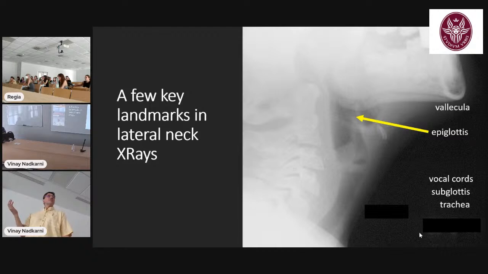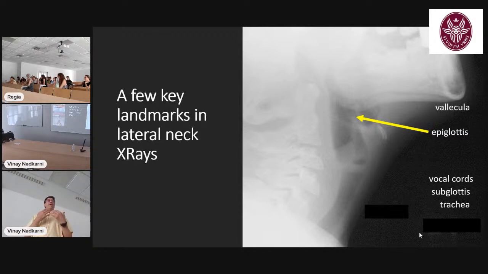We have the epiglottis. Here's a view on an x-ray. Of course, an inflamed epiglottis, epiglottitis, is an airway emergency. That's something that we call anesthesia for. That's something we don't see very frequently anymore, because of the Haemophilus influenzae vaccine, etc. And it frequently is very position dependent.